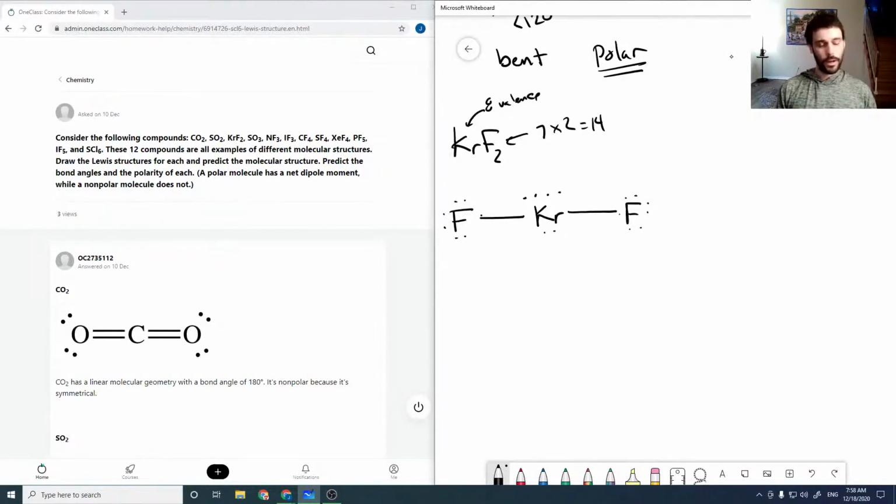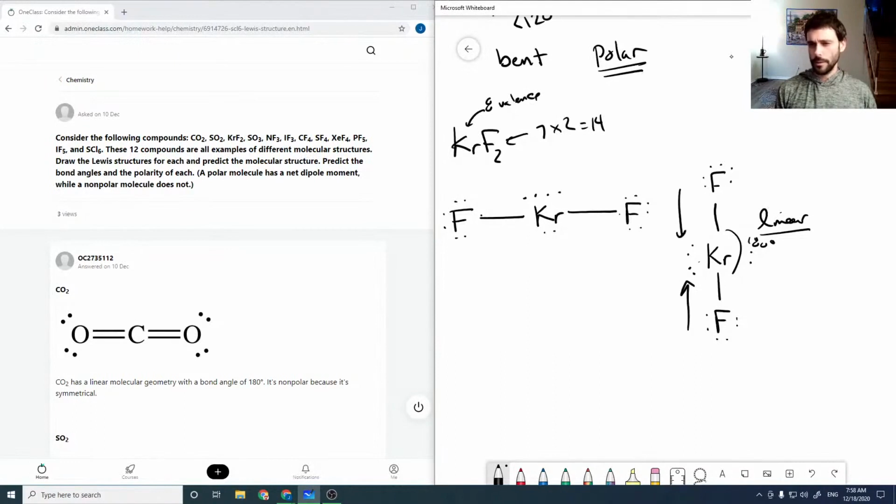And so then if we draw our molecular structure, there would be a lone pair here, a lone pair here, a lone pair here, and then fluorine and fluorine. And so this is actually a linear molecule. Our bond angle is 180 degrees. And although there would be dipoles, they will cancel, so it's non-polar.